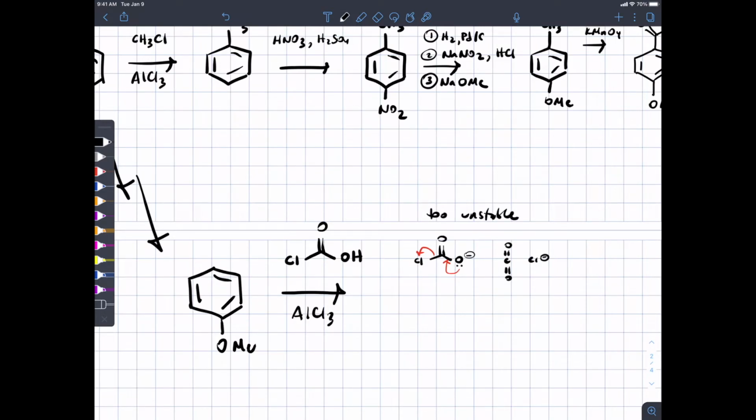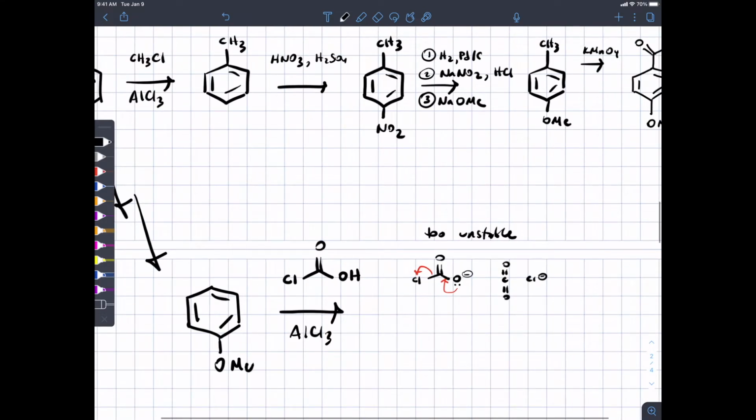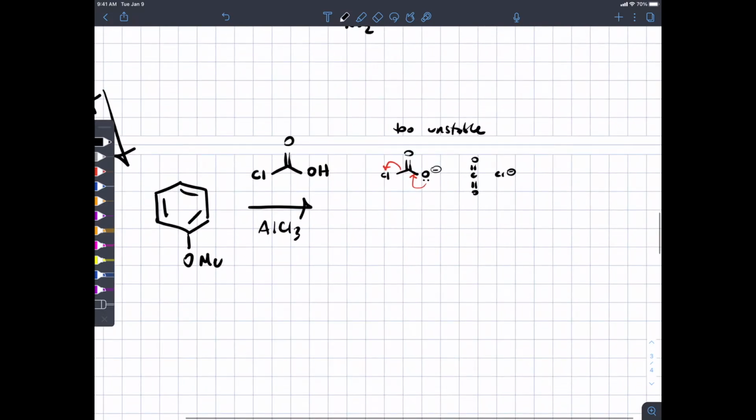Okay, go ahead. Could you do it with an ester and then reduce it with H3O plus? Okay, so could you use methyl chloroformate? Would that work? That's not a bad idea.